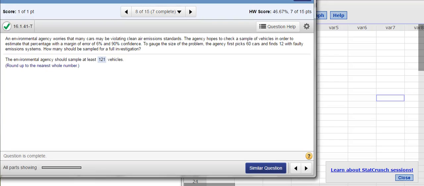In this video, I will show you how to use StatCrunch to calculate sample size. Let's first look at an example from Pearson's question pool.